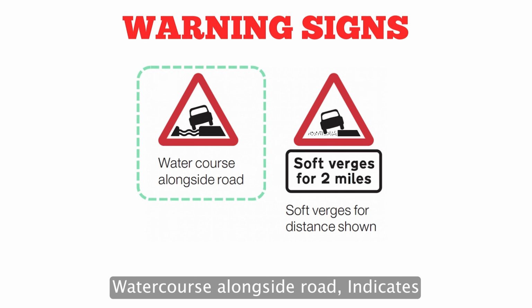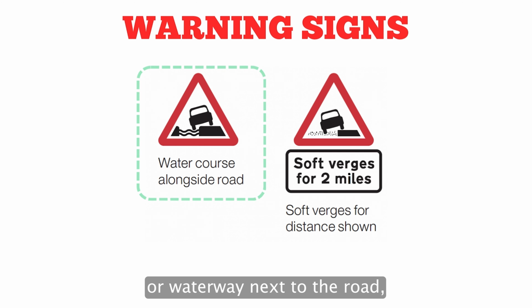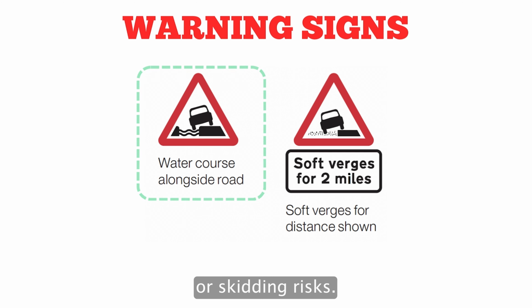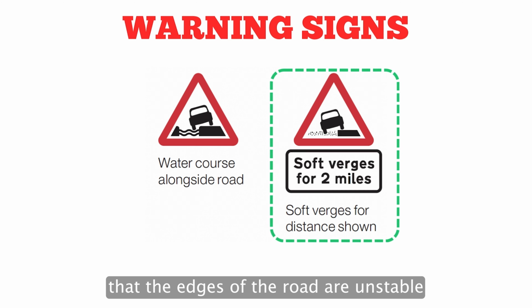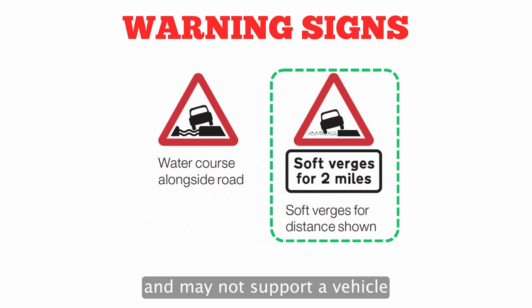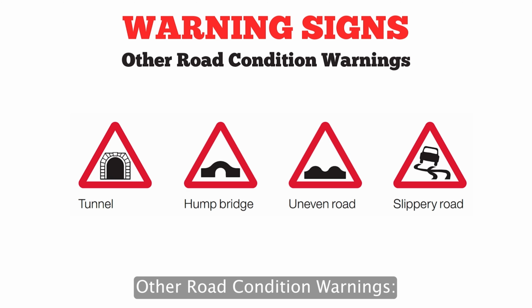Watercourse alongside road indicates a river, canal, or waterway next to the road, cautioning drivers about potential flooding or skidding risks. Soft verges for 2 miles warns that the edges of the road are unstable and may not support a vehicle pulling over. Other road condition warnings.